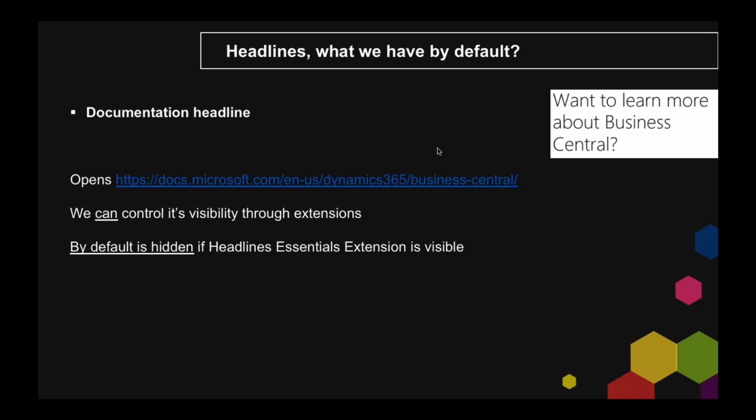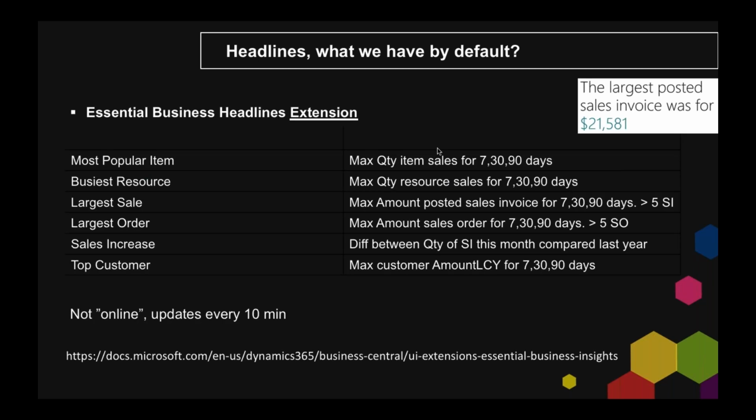It's because there is another headline extension, called Headlines Essentials extension for Business Central. So what is the Essential Business Headlines extension? It's an extension that will show you 1, 2, 3, 4, 5, 6 additional headlines. You can, of course, uninstall or install it if you want, and you can also control its visibility by your extensions.